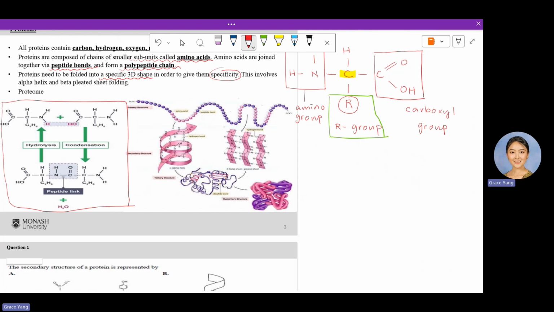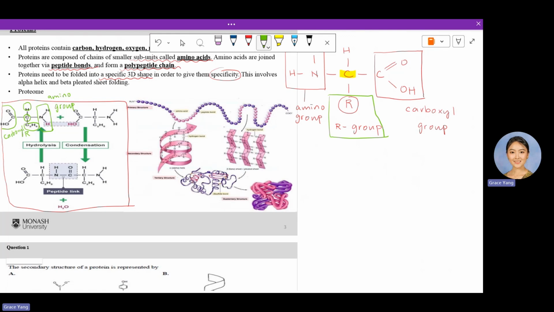So if you think about the general structure that we just studied before, you'll find, okay, so this is a central carbon, got one H. This looks like an R group. This is carboxyl. And on the right here, that looks like an amino group. Okay, so hopefully you'll be able to identify the different groups that are attached to our central carbon.